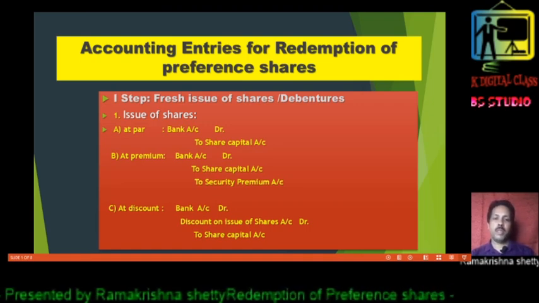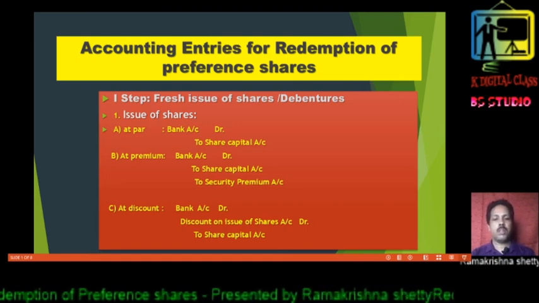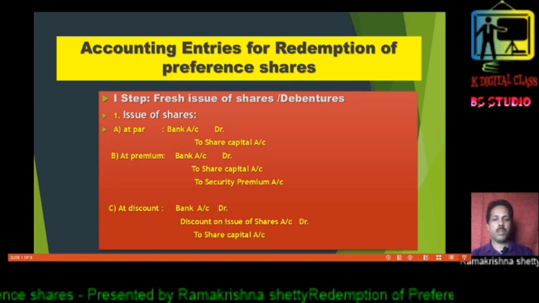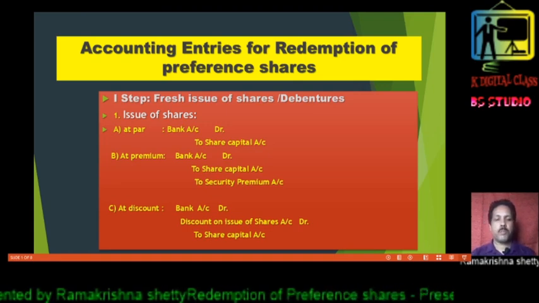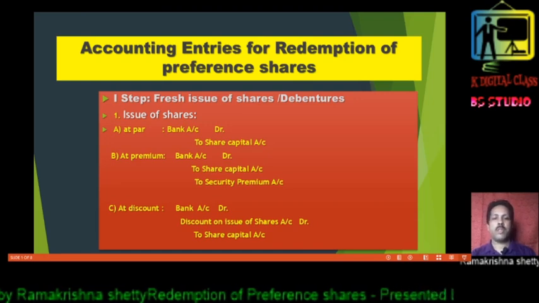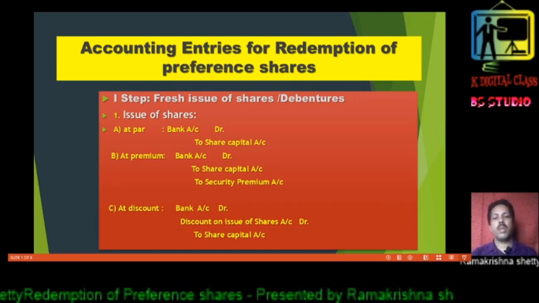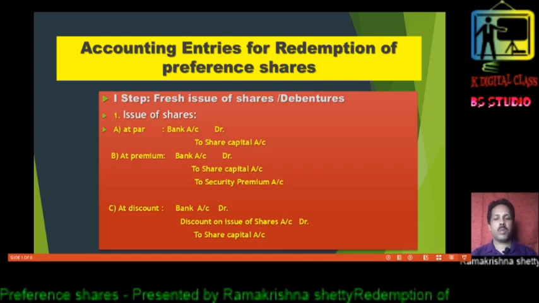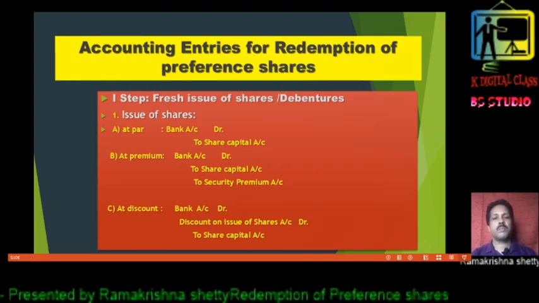Third entry, if it is issued at a discount, the entry: bank account debit, discount on issue of shares account debit, to share capital. If the shares of value 1 lakh are issued at rupees 90,000, the difference 10,000 is treated as discount and debited to discount on issue of shares account.